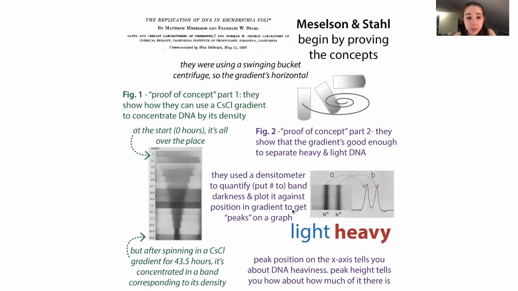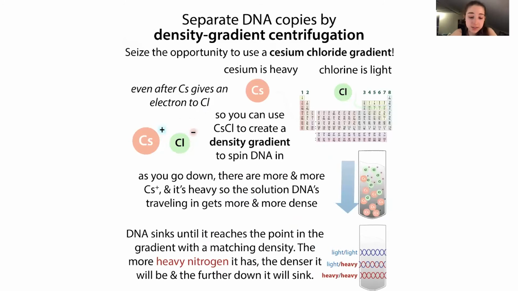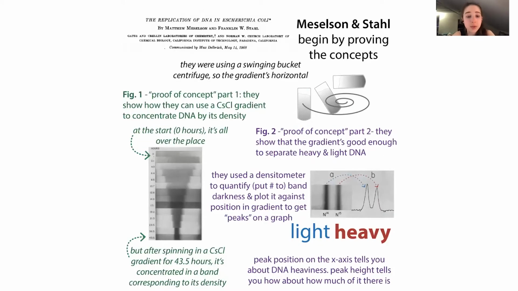So in the beginning of their paper, they do a kind of proof of concept. They show how they can use a cesium chloride gradient to concentrate DNA by density. So if you start with this technique, you make the gradient at the same time that you're making the DNA stack. So it's not like you're preparing the gradient and then sticking the DNA through it. Instead, it's this other type of density gradient centrifugation.